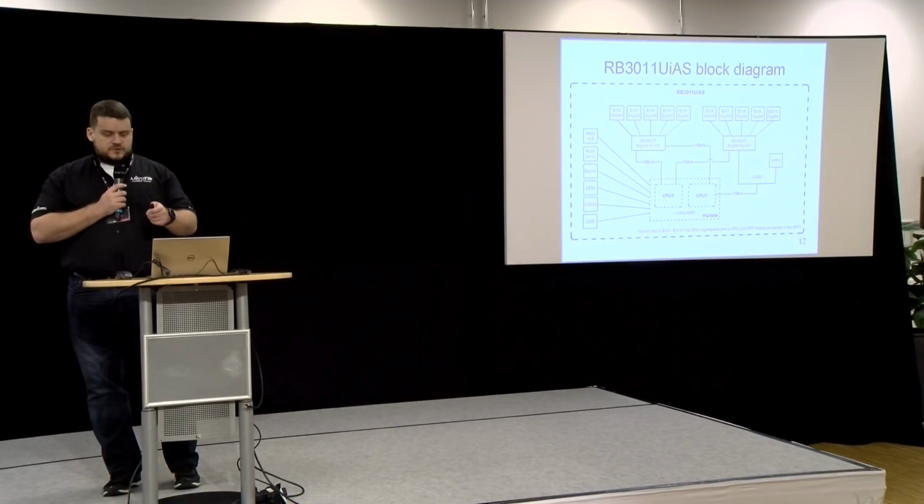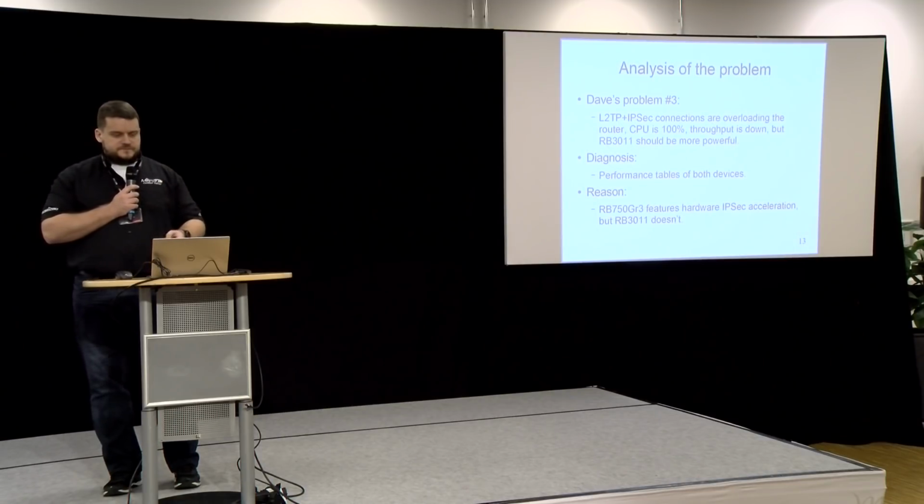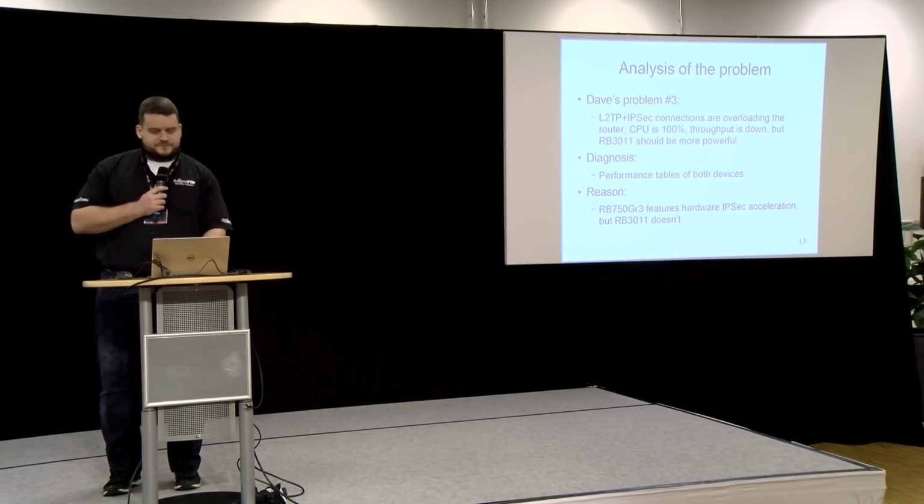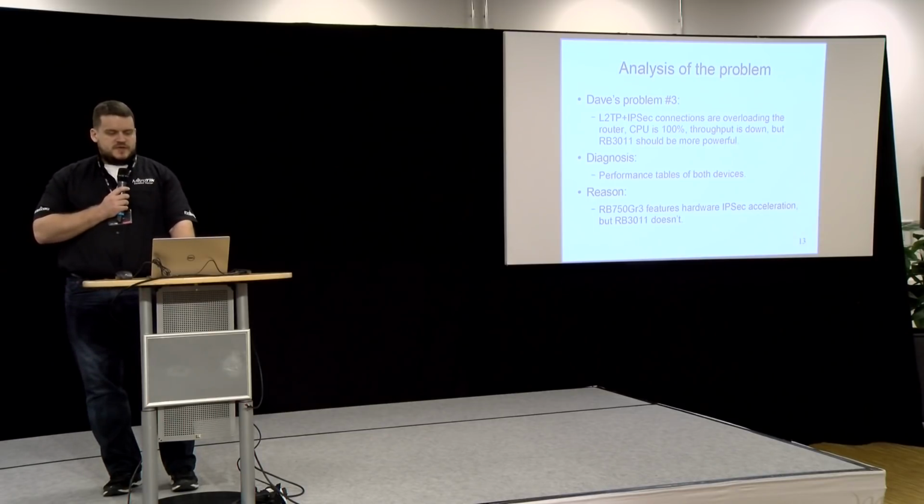But of course, as soon as he switches the hardware, he runs into the next problem. His L2TP plus IPsec connections are overloading the router. CPU is at 100%. Throughput is down compared to 750G R3, but the diagram suggests that 3011 should be more powerful. So what's wrong? Then you need to go to the same hardware page, where we have performance tables.